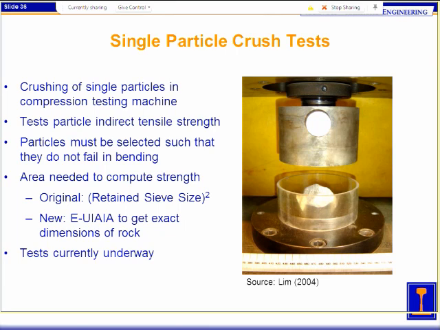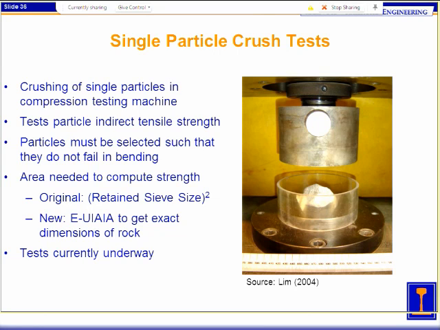You need to select your particles, actually, such that they do not fail in bending. So you have to make sure that you have roughly two contact points only, one on each side, as opposed to maybe having, if you had a rock that was kind of like this, three contact points, and you'd actually be failing the specimen in bending as opposed to in tension.